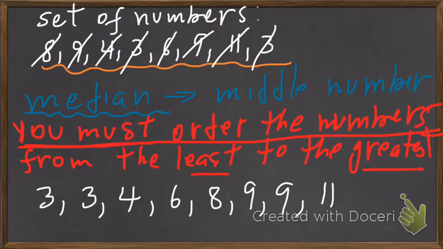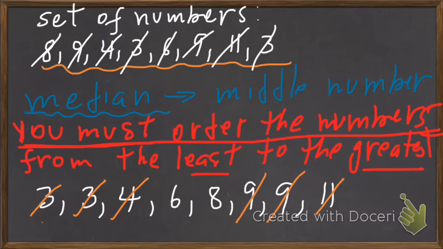So the best way of doing this, I don't know if you have another way, is to find the middle. How do I find the middle of the set of numbers? I'm going to start scratching out the first one and the last one, and then the second and the second last, like that and like that.